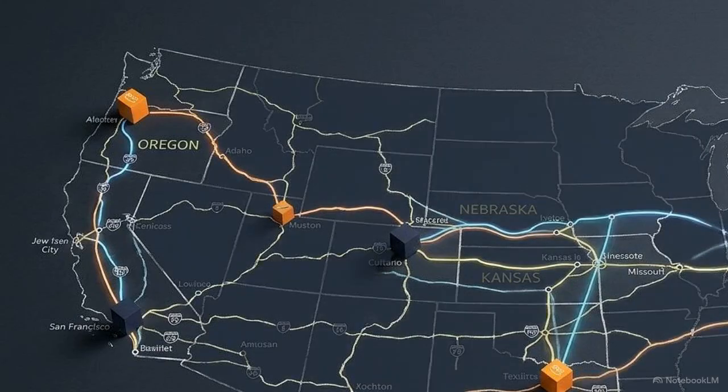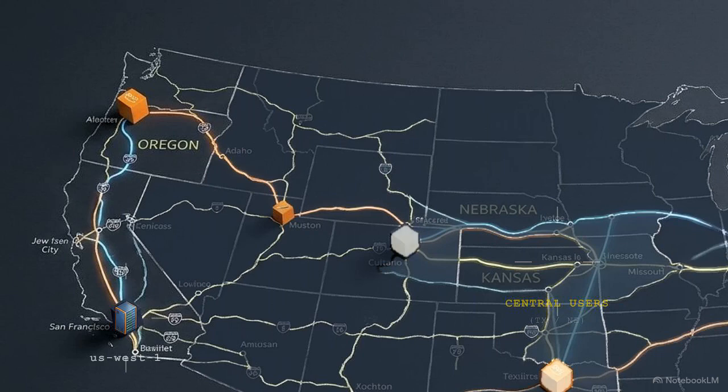Geoproximity routes traffic using physical coordinates, utilizing a parameter called the bias value to dynamically distort routing boundaries. Watch as a positive bias applied to the US West region physically expands its circular boundary eastward, overriding baseline logic and pulling central state traffic to the western endpoint.